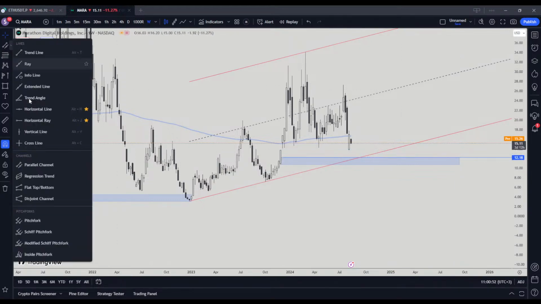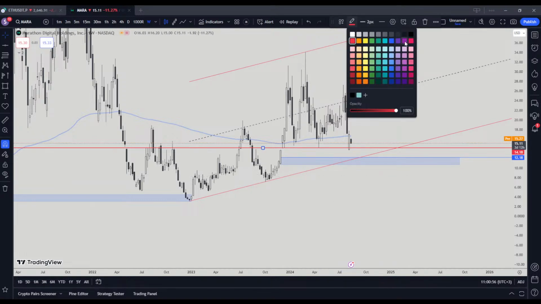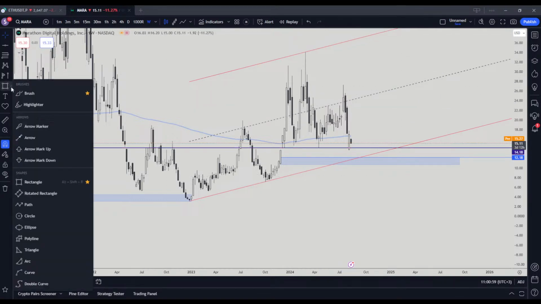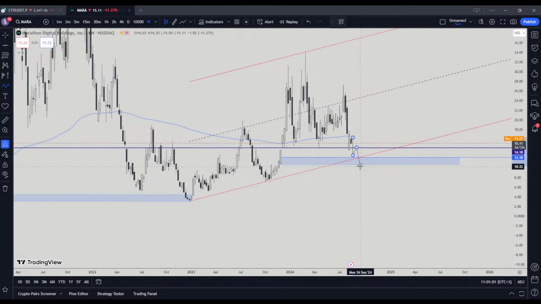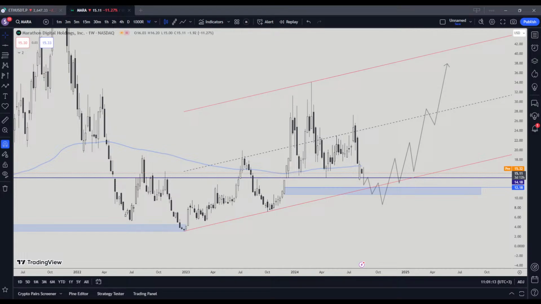Let's delete this one. Put this one here. What do you want to see? It's actually something like this. Maybe even a deviation of the trend line. People will panic and then something like this. Because this one is a trend line deviation. And usually it's a very bullish pattern.